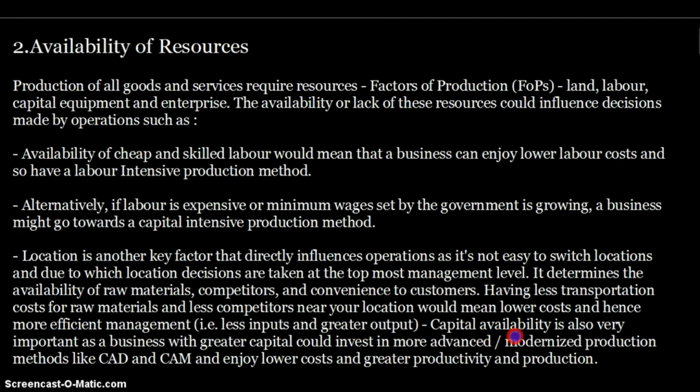Capital availability is also very important, as a business with greater capital could invest in more advanced or modernized production methods like computer aided design and computer aided manufacturing, and enjoy lower cost and greater productivity and production. So overall, labor is important, so is location, as well as capital. The availability of all these resources directly affects your operations management.